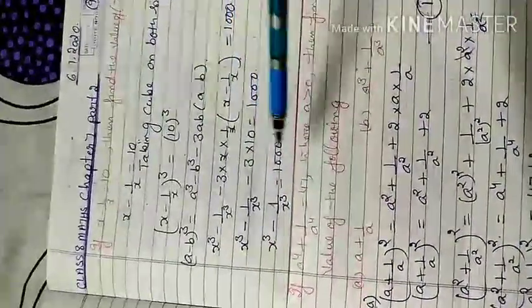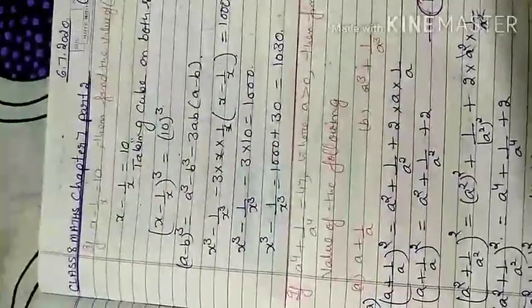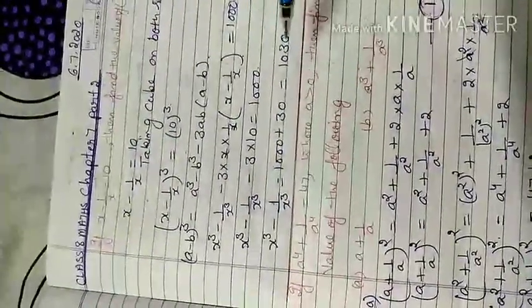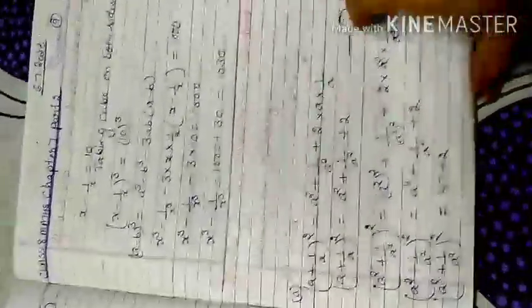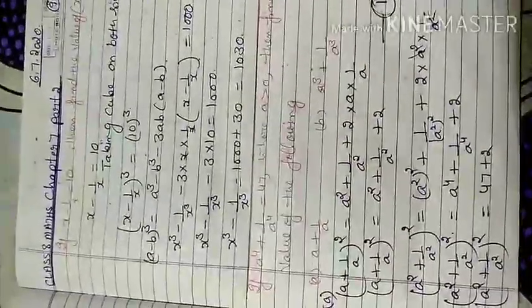3 into 10 gives me 30. 30 moves to the other side, the sign changes from negative to positive. 1000 plus 30 is 1030, which is my required answer. Now I have another question.